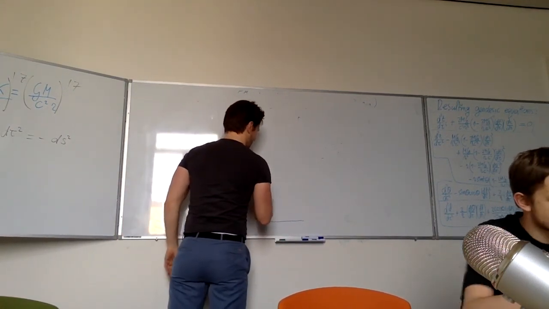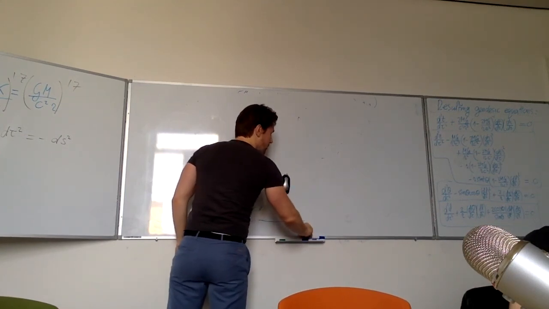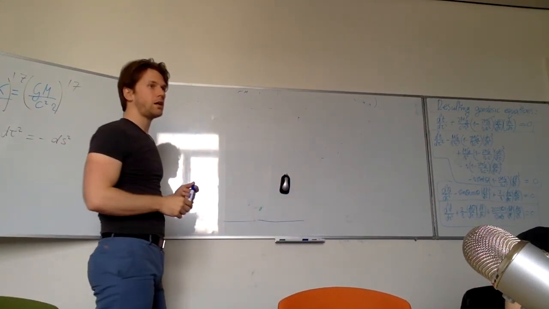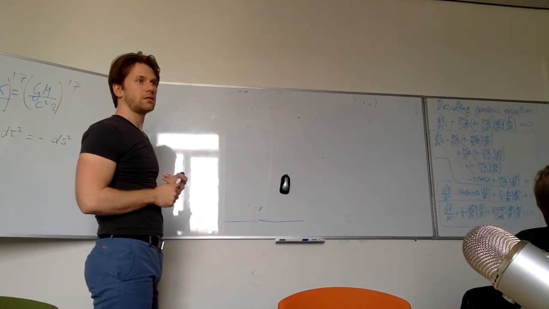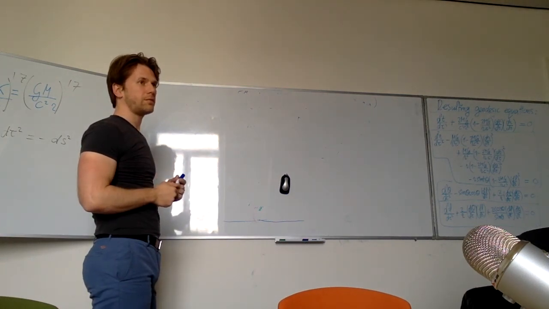D phi is 0. Which one is 0? D phi? Why d phi? It depends on how we move, like this or that. Yes, d phi depends on how we're moving.